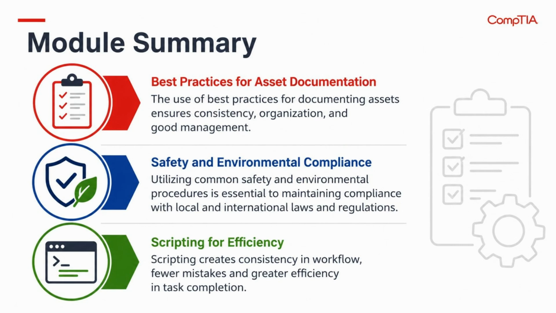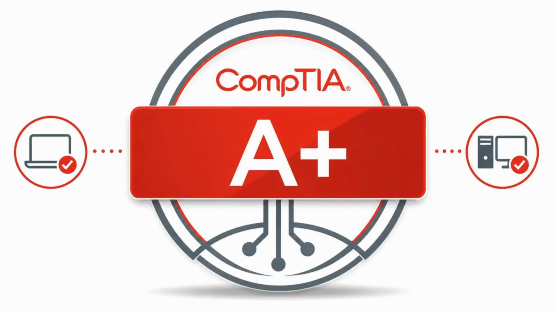To wrap up Module 22, using best practices for documenting assets ensures consistency, organization, and good management. Common safety and environmental procedures are essential for maintaining compliance with local and international laws and regulations. And scripting creates consistency in workflow, fewer mistakes, and greater efficiency in task completion. And that's a wrap on Module 22. Change and inventory management, safety and environmental procedures, and scripting basics, all core skills for keeping IT operations running safely and efficiently.